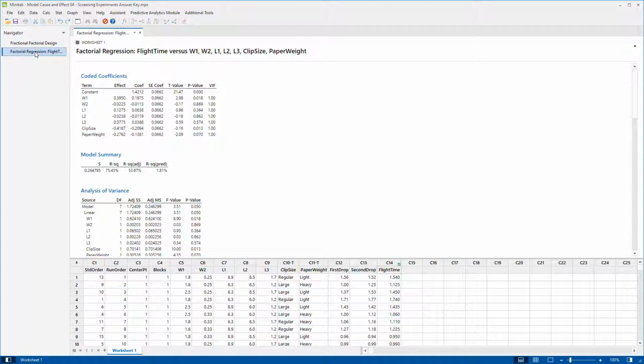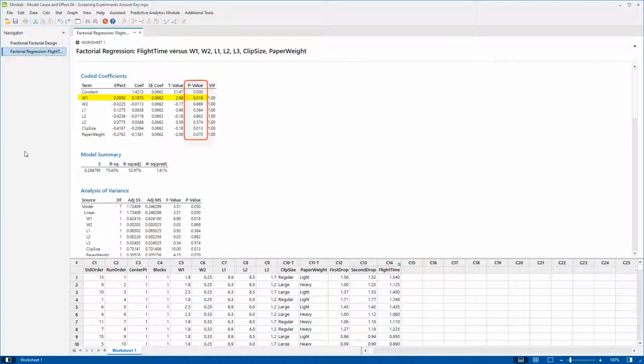So I'm going to click on the factorial fit. This is the analysis we just did. And here's the terms of our experiment. We have a model that includes a constant. It's a linear model. Factors W1, W2, L1, L2, and L3. Clip size and paperweight. Those are our different factors. And we're interested mainly in the p-value column. And if you look at the p-value column, you see that the constant should be included. It has a p-value smaller than 0.05.